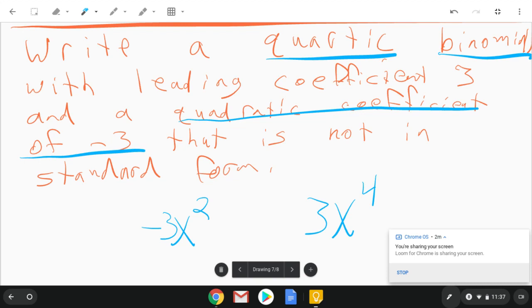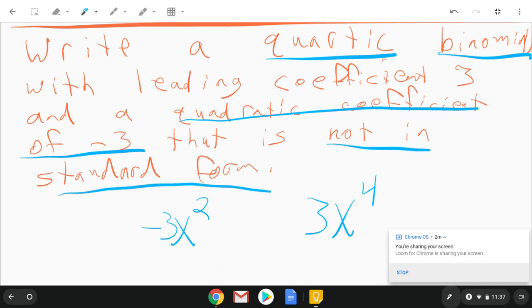Okay. Oh, and they want it to not be in standard form. So that means that it's going to have the exponents not descending. So if 4 is over here and 2 is over here, that's exactly how we want it. That is not in standard form. All right. For the leading coefficient to be +3, we have to put a +3 right here so that the leading term, the highest power term, has to have a +3. And I think that does it. All right.